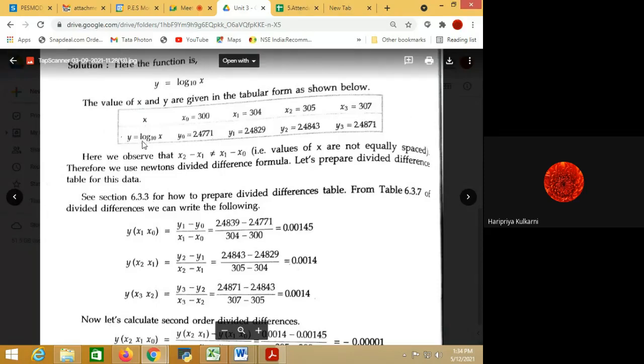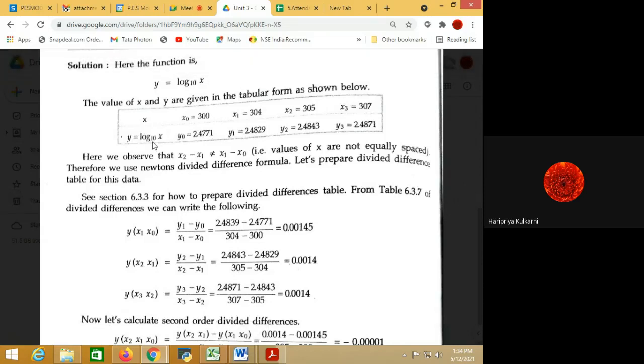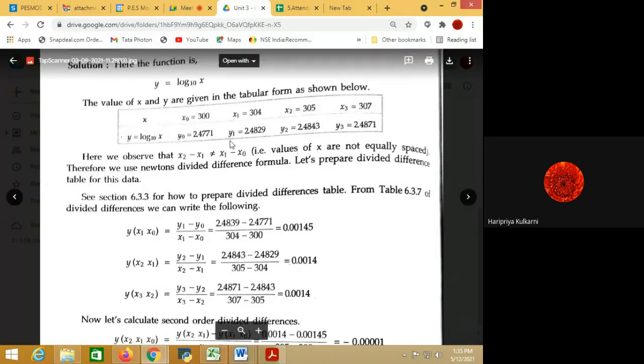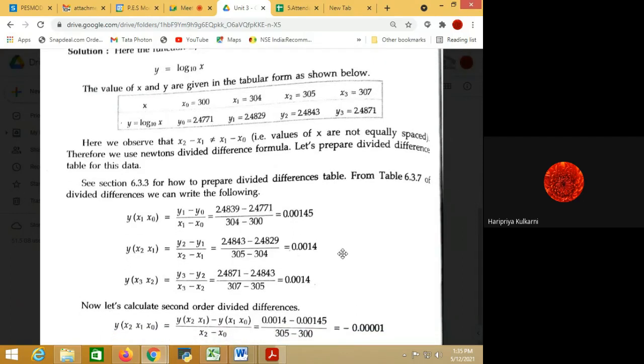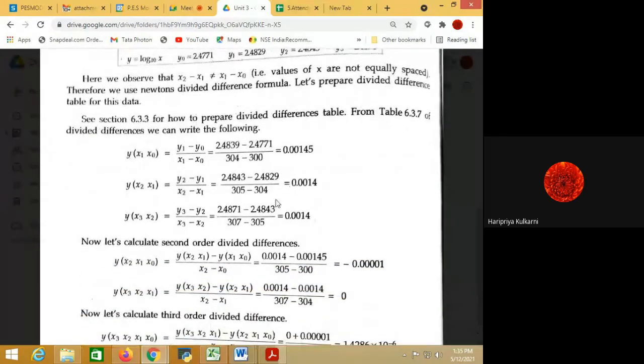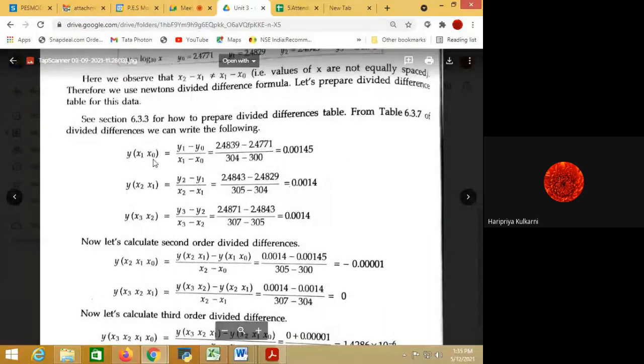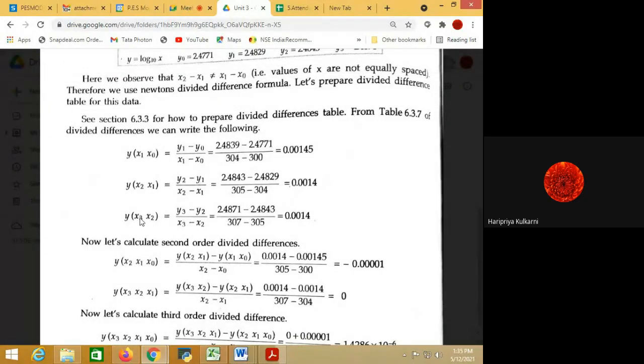Here y equal to log of x to the base 10. So we will put the value of x as 300 in this equation. You can find out the corresponding value of the function corresponding to x0, which is y0. So this is your y0. Similarly, this is y1, this is y2, this is y3. These are the data points given. Now let us see how we can solve it. We are interested to find out y of x1 x0, y of x2 x1, y of x3 x2.